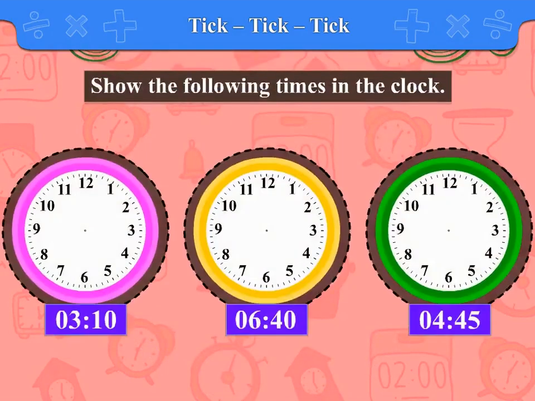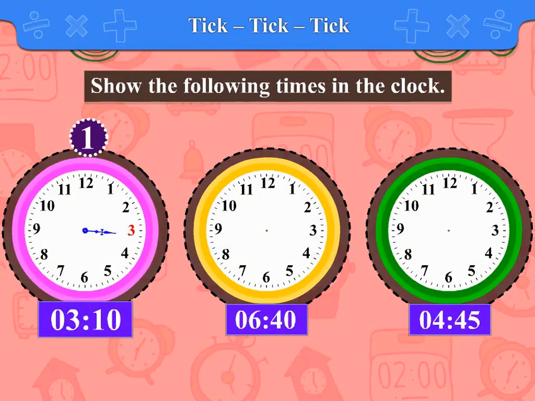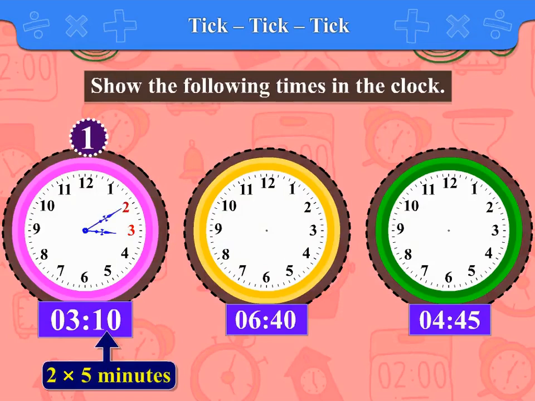Show the following time in the clock. First, in the first clock, we have to show 3:10. So first, show the hour hand at 3 in this way. 10 minutes means 2 into 5 minutes. Show the minute hand on the clock, placing it on 2 after 12, in this manner.